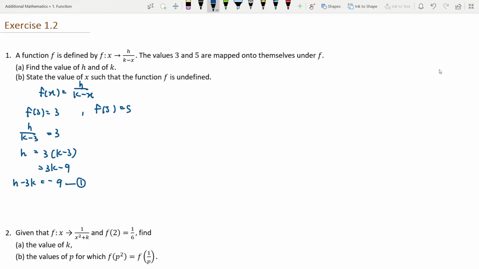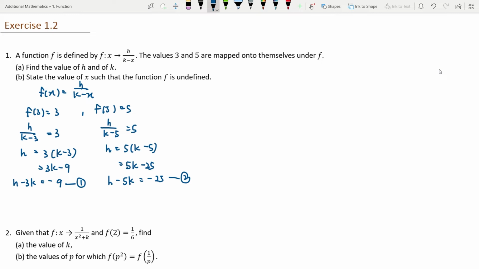Same for f of 5. We substitute 5 into the x. h over k minus 5 equals 5. Multiply both sides with k minus 5. We get h equals 5 multiplied with k minus 5. Expand the bracket. We get 5k minus 25. Collect all the terms with unknown at one side. h minus 5k equals negative 25. This is our second equation.